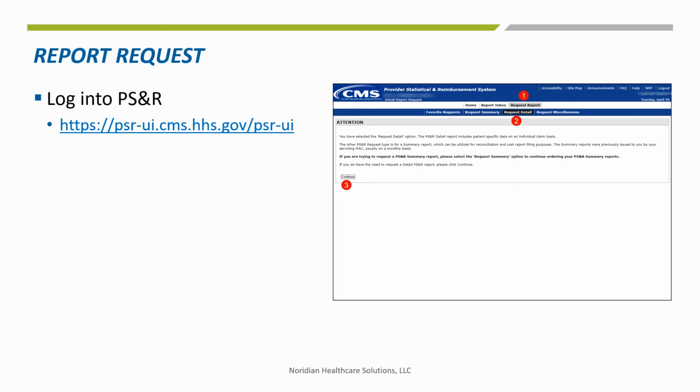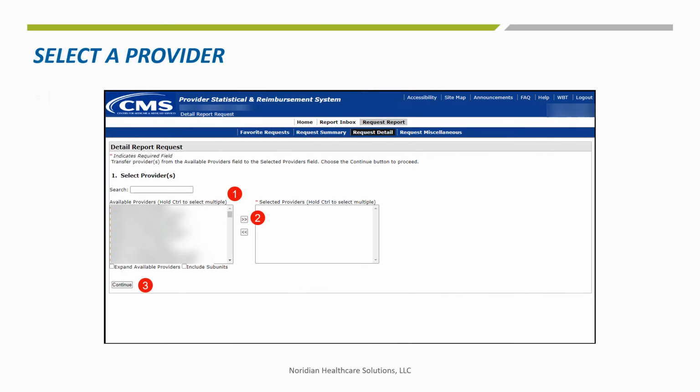After selecting Request Report, you will be taken to a new screen and you will need to select Request Detail. An attention box will then appear. You will need to confirm that you have the need to request a detailed PS&R report by selecting Continue. Be sure to select the provider number and name, as well as clicking the arrow button to select the provider. Then select Continue at the bottom of the screen.